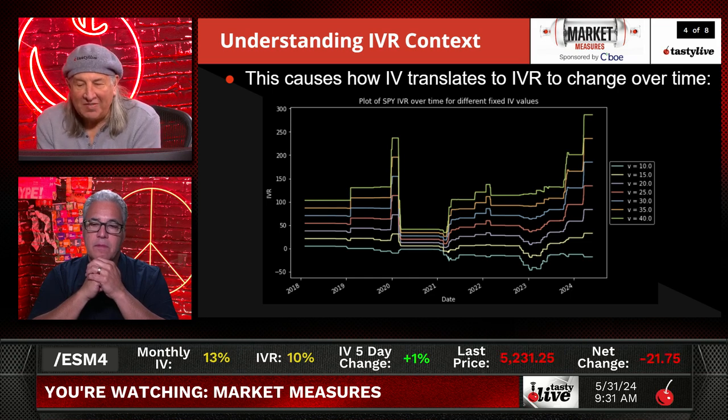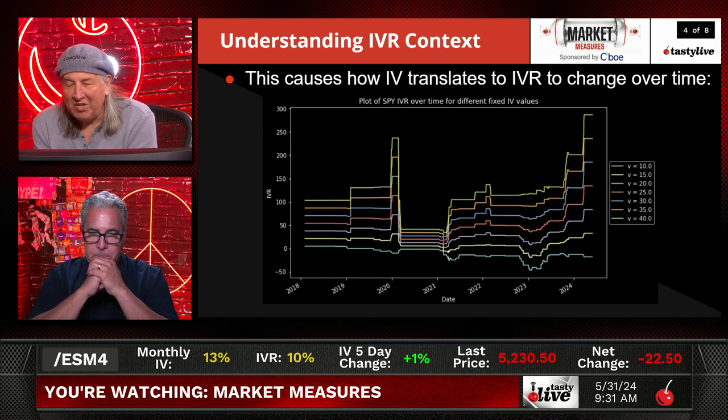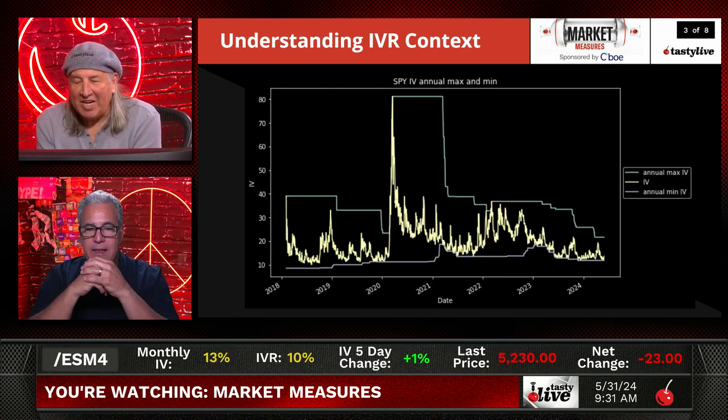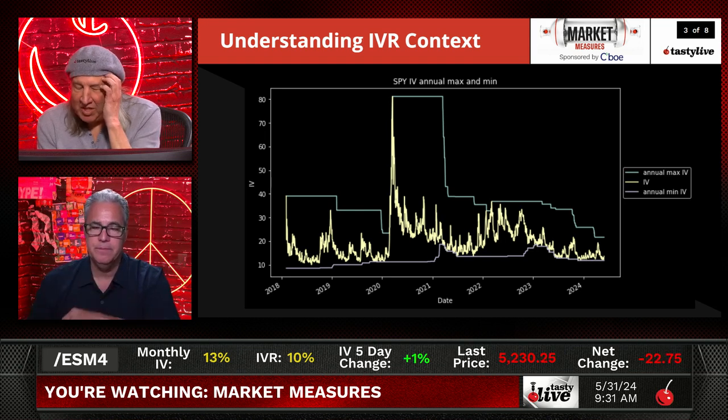So you can kind of see, my biggest takeaway from this is in periods of extreme low implied volatility, you can end up with extremely high IVR. Yeah, you can see right now. Peaks and valleys are going to correspond. If you look at 2023 and 2024, which is the right-hand side of this chart, you can see that implied volatility is super low right now.